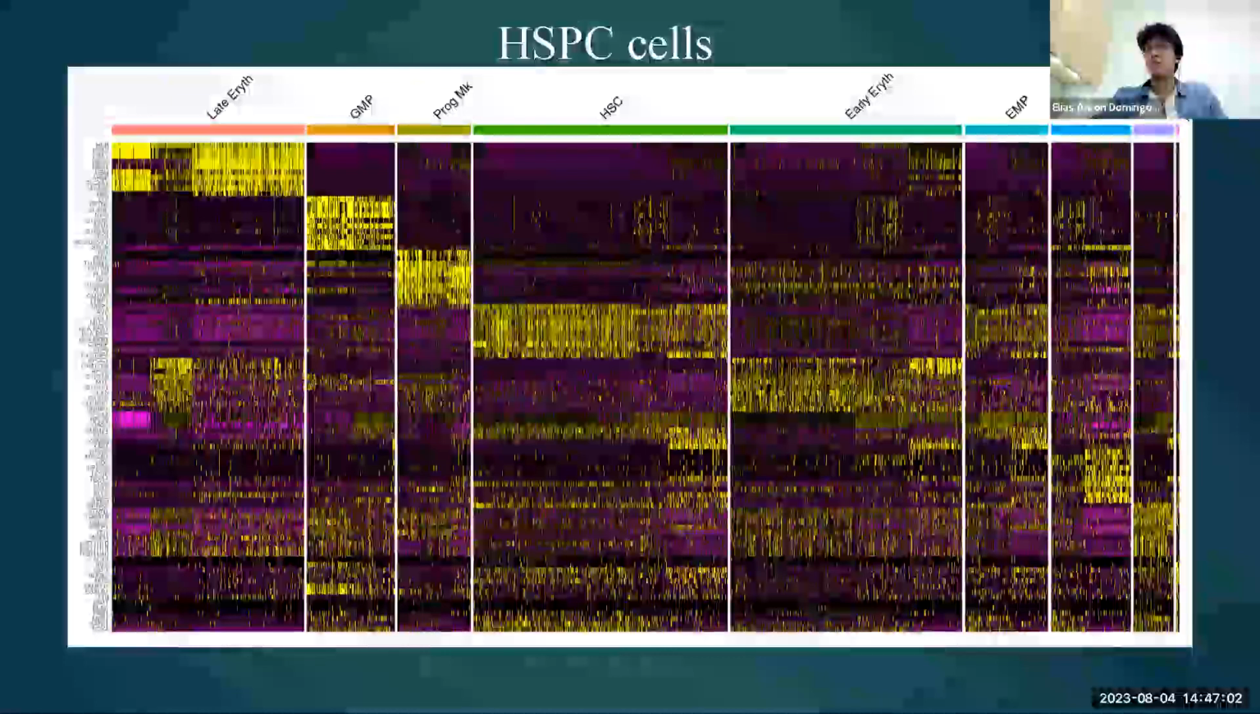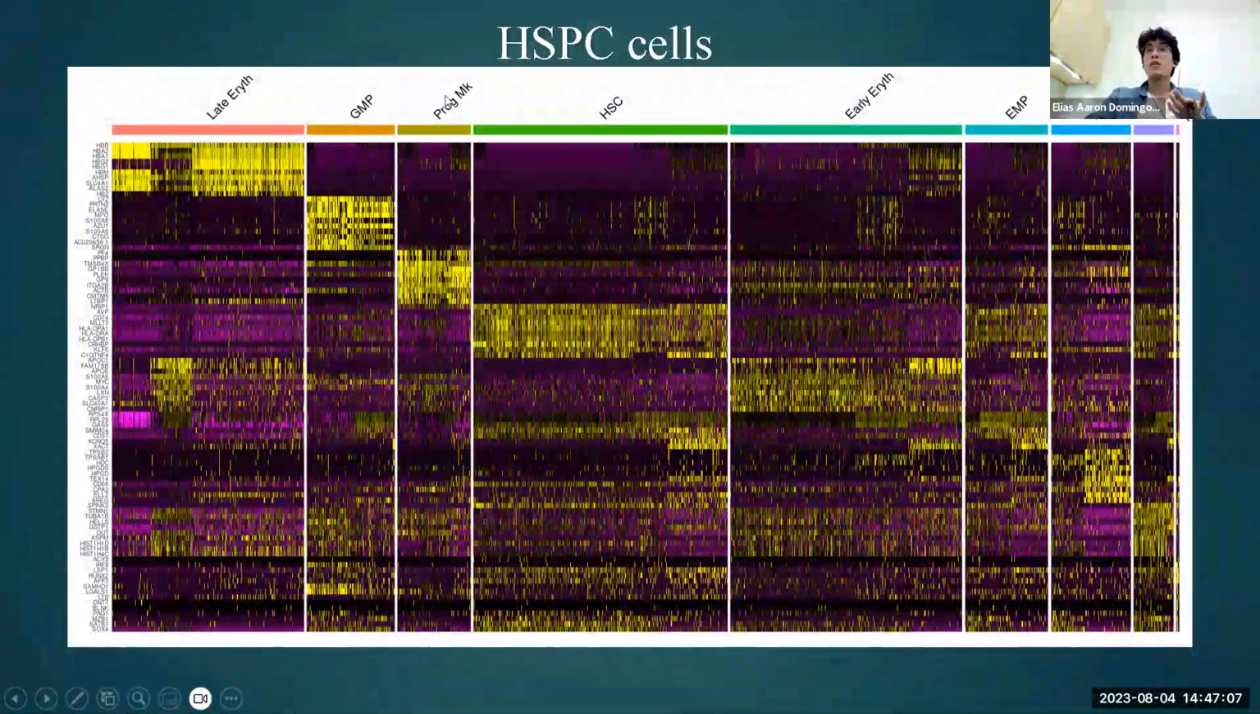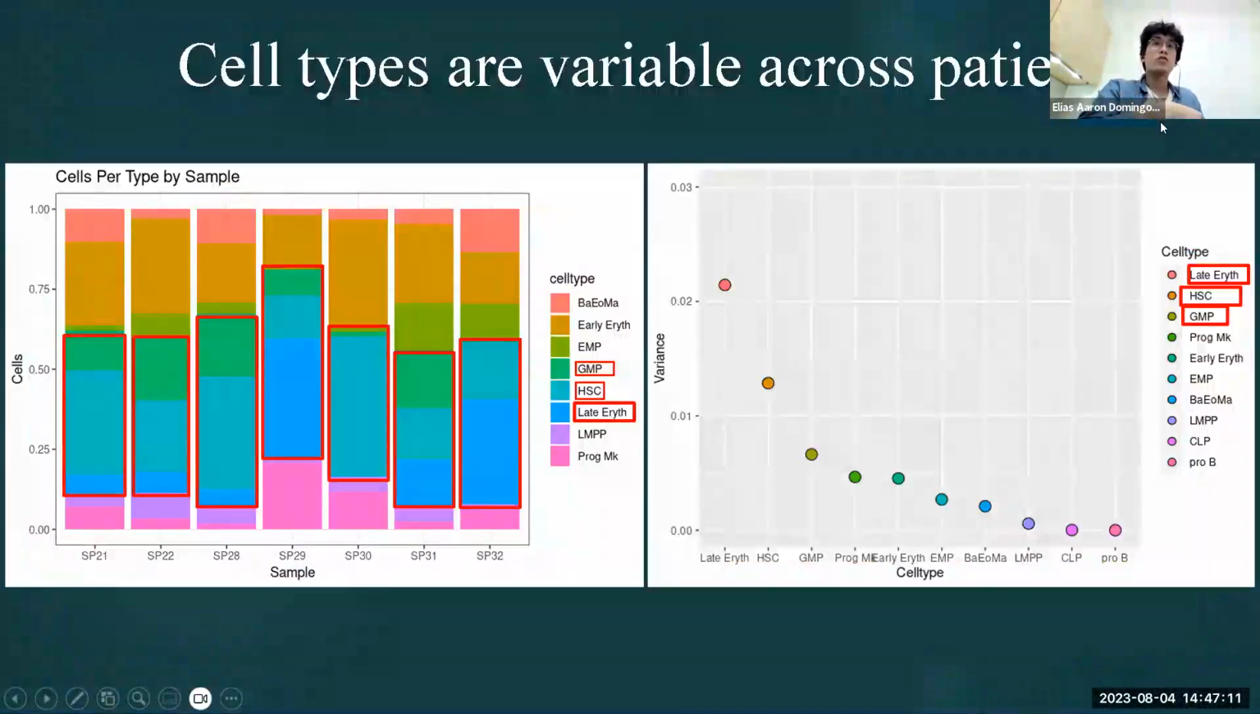We can see that there are very different and multiple types of HSPCs, like erythrocytes, GMPs, megakaryocyte progenitors, HSCs, and much more. So again, we are very interested in finding similarities and differences between the patients that we had. So we decided to look at the proportion of these cell types per sample, look at the variance. We were able to identify that the most variable cell types are actually late erythrocytes, HSCs, and GMPs. But these are just numbers. We want to see how this even relates to clinical data.